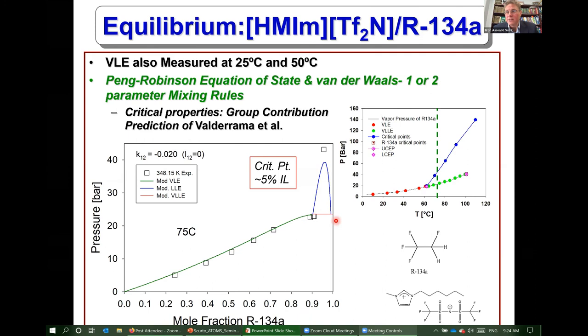In this, we only fit to the VLE data, but it predicted the VLE pretty well, the LLE pretty well, and even got pretty close, I'd say within 4 or 5 bar, of the actual mixture critical point. Now it seems to overestimate the amount of ionic liquid in the R134A-rich phase and the vapor phase, but at least for the bubble points in this liquid-liquid region and the mixture critical point, even a simple Peng-Robinson equation of state with the van der Waals one-parameter mixing rule does a pretty good job at correlating the data.